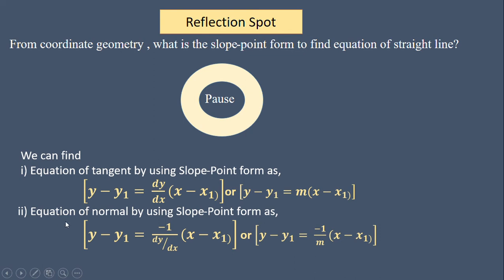Similarly, the equation of the normal can be obtained by using the same slope point form as y minus y1 equal to minus 1 upon m. Why do we consider this slope? Because it is the slope of the normal and we have to find the equation of the normal here. Or you can use minus 1 upon dy by dx also. So for finding the equation of the normal, your formula will be y minus y1 equal to minus 1 upon m into x minus x1. Let's see an example.